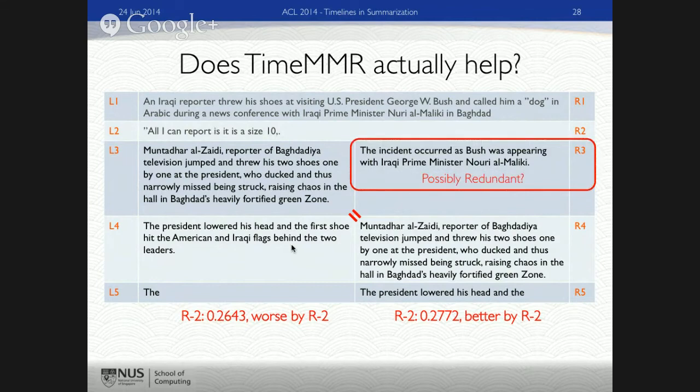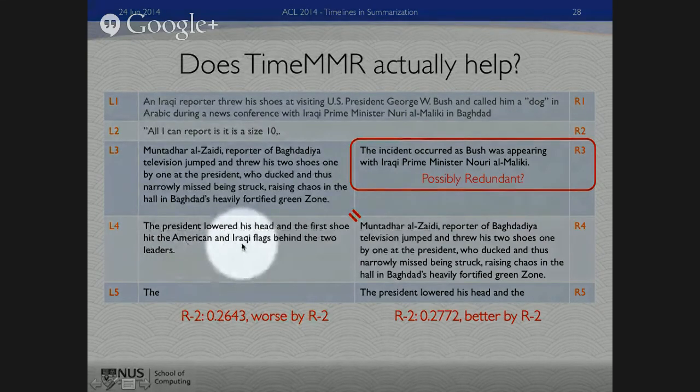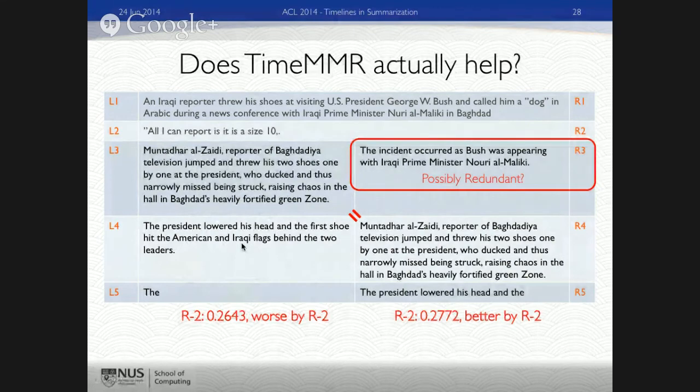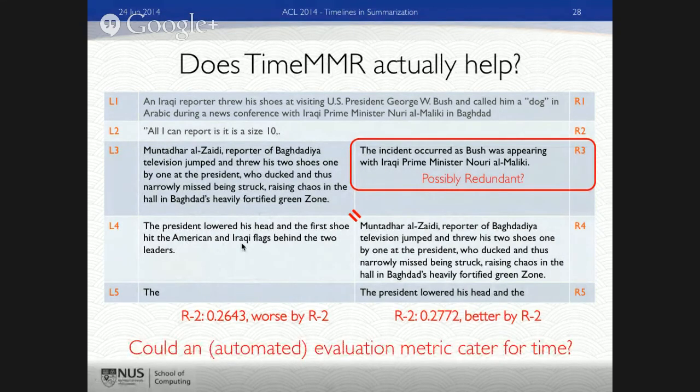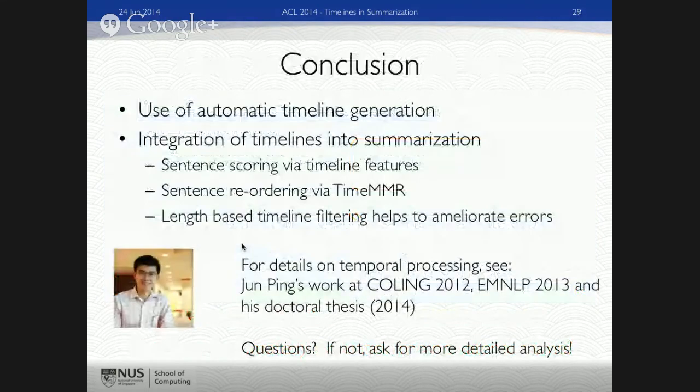Okay, but I'd like to argue that having what you see on the right-hand side in R3 is probably redundant, right? Because these two names were already mentioned in the first sentence, right? And L4, the sentence over here, gives slightly more information. It's a little bit more varied in importance. So we think maybe that's not so bad. So this opens the floor for future work. Maybe we could involve some type of automated metric that can cater for also time. We're not going to answer that here.